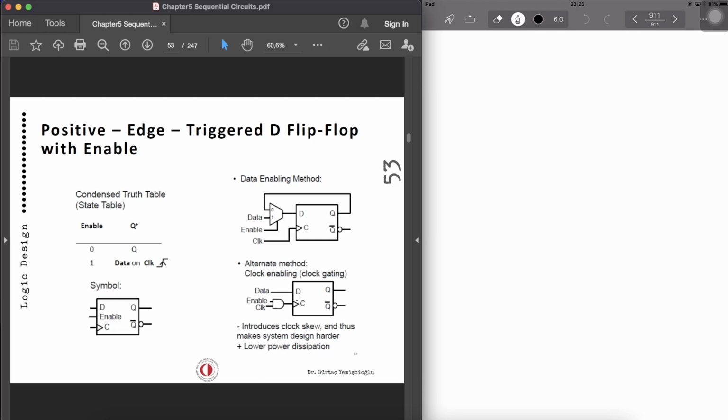And another alternate one, which is a clock enable or clock gating. You can also use this if you want to have a low power design. You can switch off the memory elements by using a clock gating. But this is out of our scope of this course, so we don't consider that.